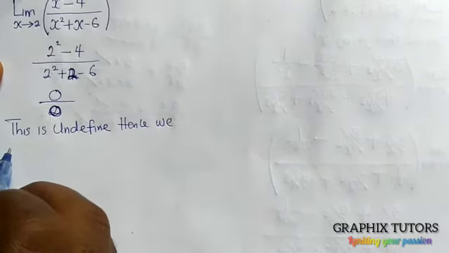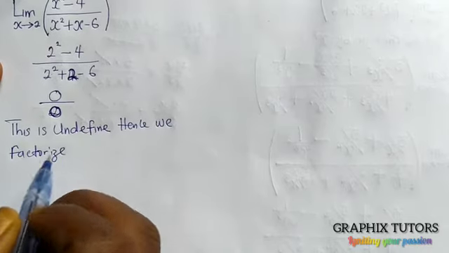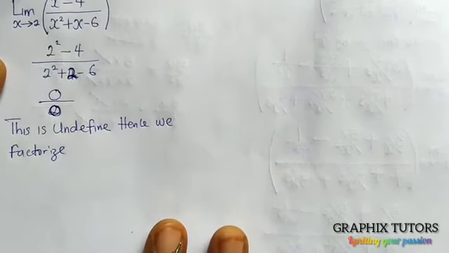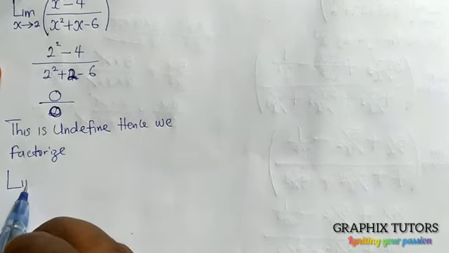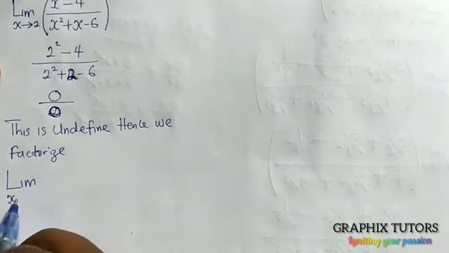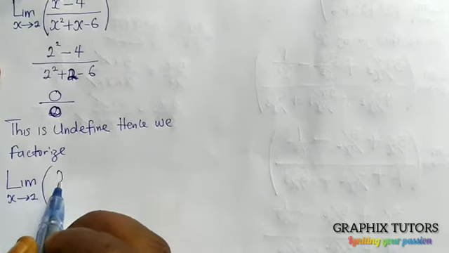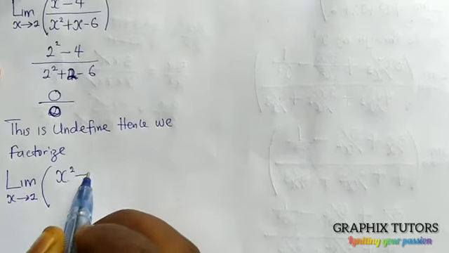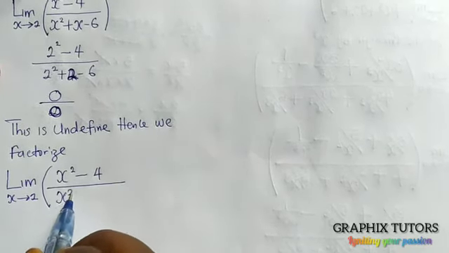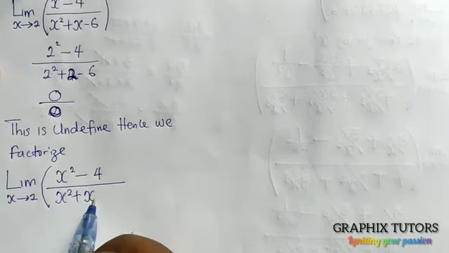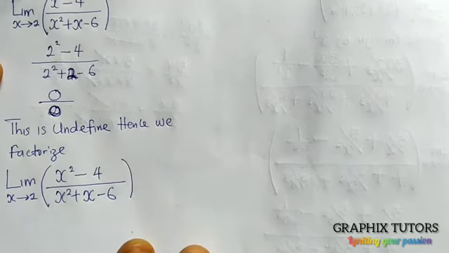This is undefined, hence we factorize. So if I rewrite this again, I'm having the limit as x tends to 2 of (x squared minus 4) all over (x squared plus x minus 6), right? So if we're factorizing this, let's move on.